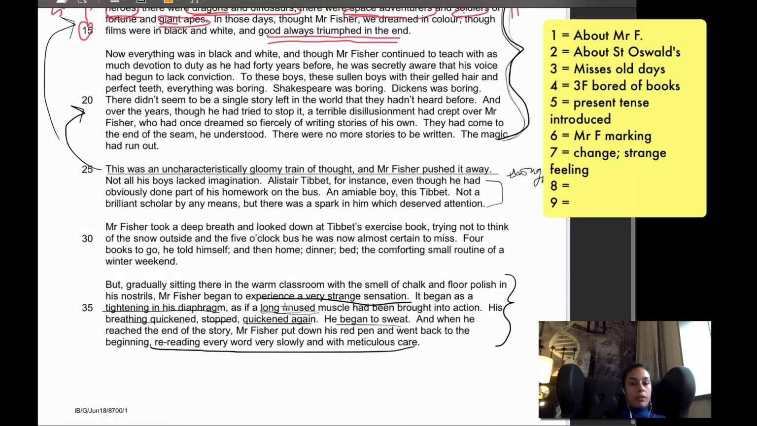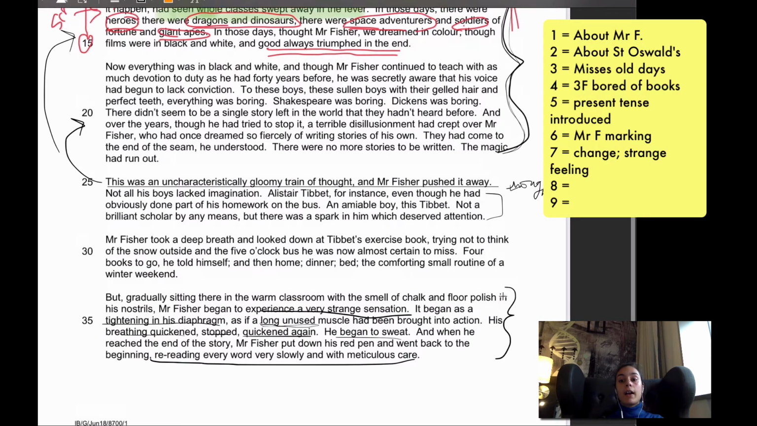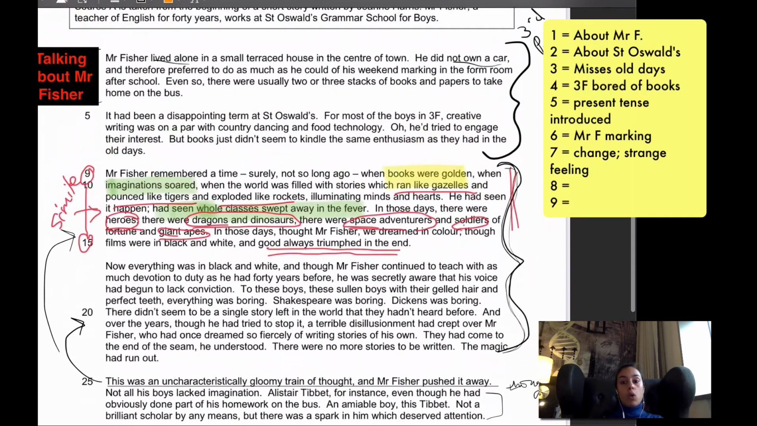But here we go. There is a change in Mr. Fisher. And here we are shown there is quite a change. So if we're thinking about structural features, as we have to with this question, we've got the beginning interests us because it sets the scene.